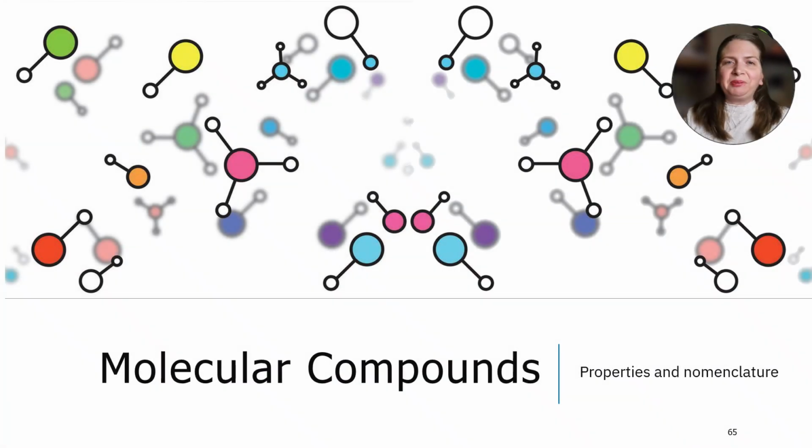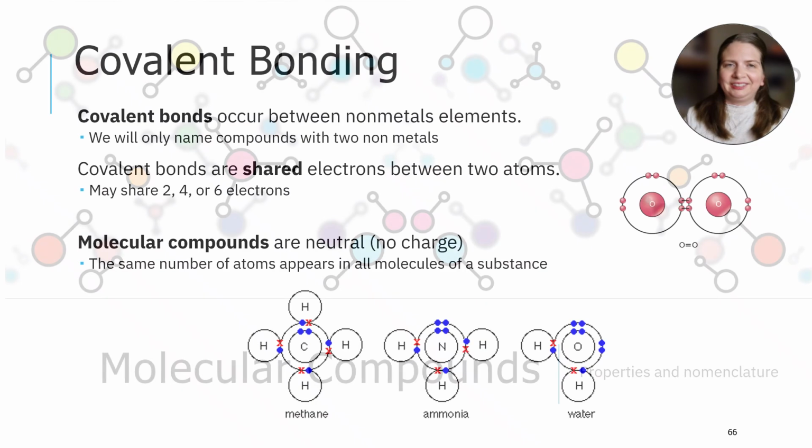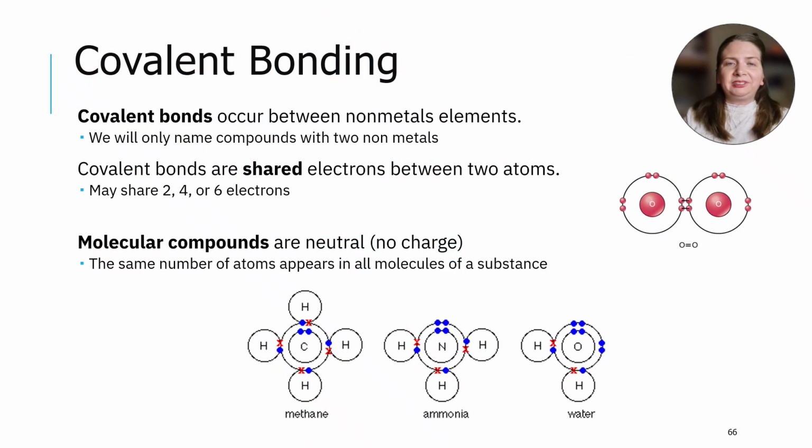In this video, we will be discussing molecular compounds, including their properties and nomenclature. Covalent bonds occur between nonmetal elements. Covalent bonds involve the sharing of electrons between two atoms. Atoms may share pairs of electrons, meaning they can share 2, 4, or 6 electrons overall. Molecular compounds are neutral, meaning there is no overall charge on the atoms or the molecule.